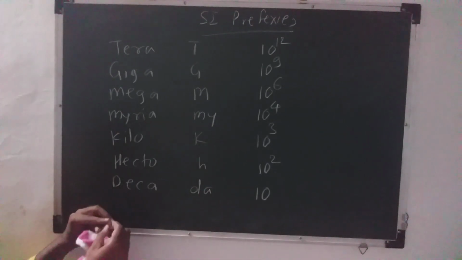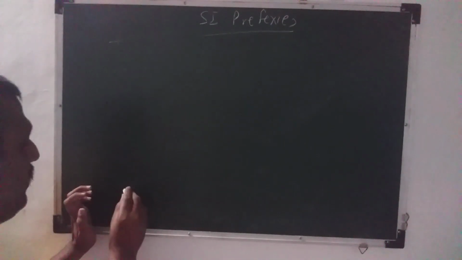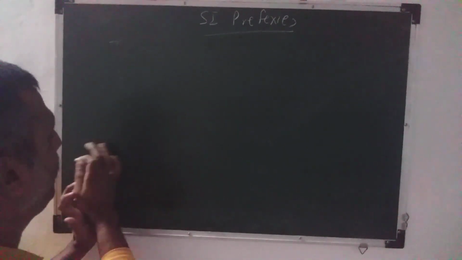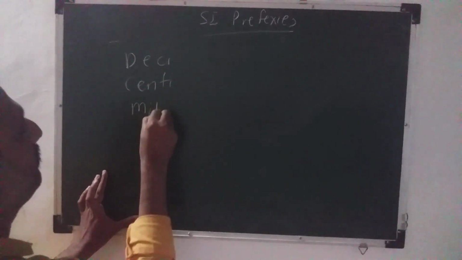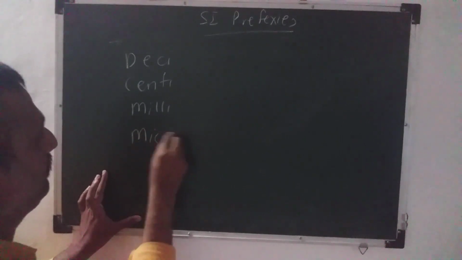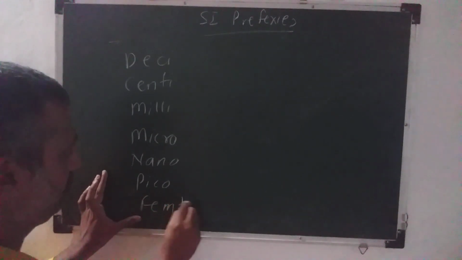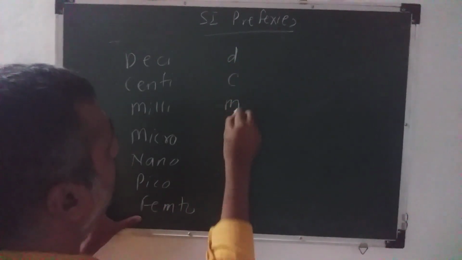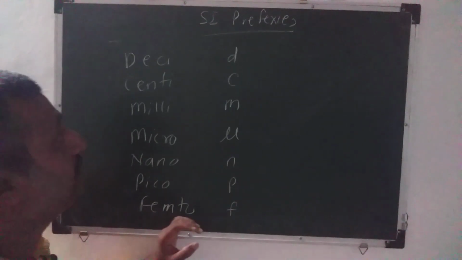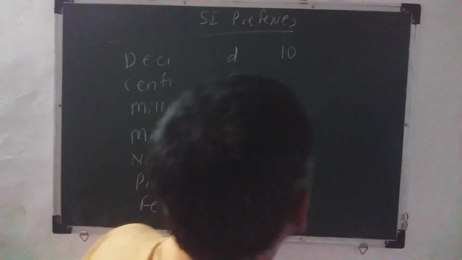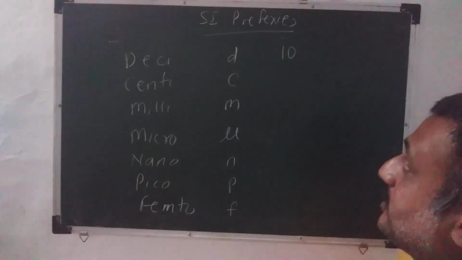Now some more SI prefixes are there: deci, centi, milli, micro, nano, pico, femto. I wrote the abbreviations. Deci means what? That is 10 raised to minus 1. Deci 10 raised to minus 1, correct.